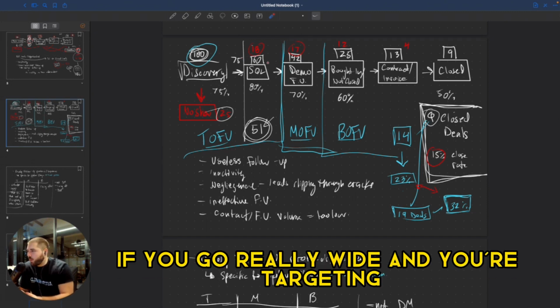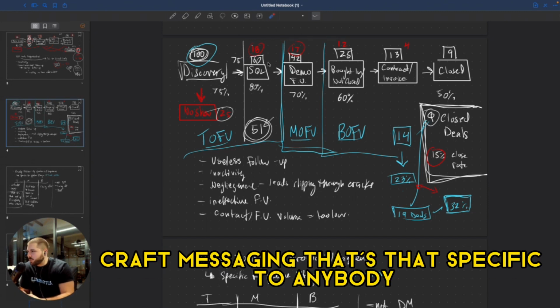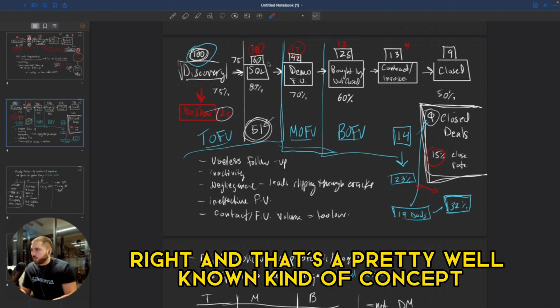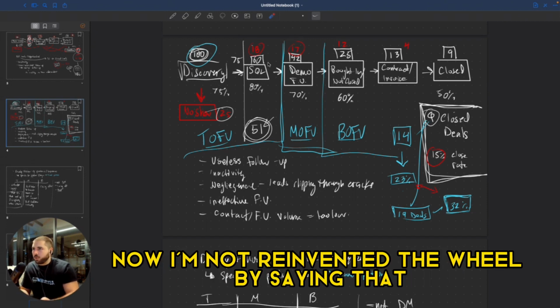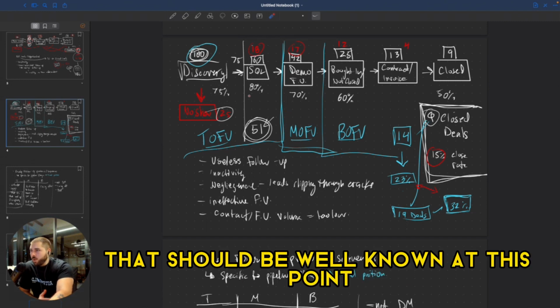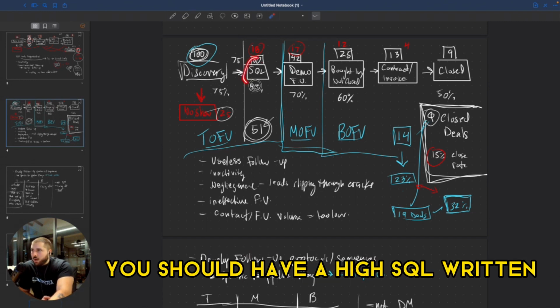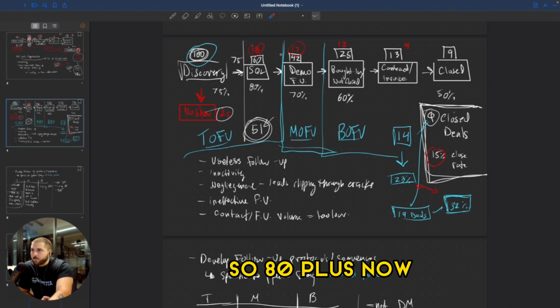It'll affect a lot of things. If you go really wide in your targeting, you can't really craft messaging that's that specific to anybody. That's a pretty well-known concept now. I'm not reinventing the wheel by saying that. That should be well known at this point. But anyway, you should have a high SQL rate, so 80% plus.